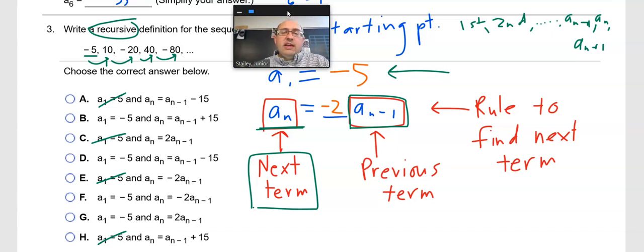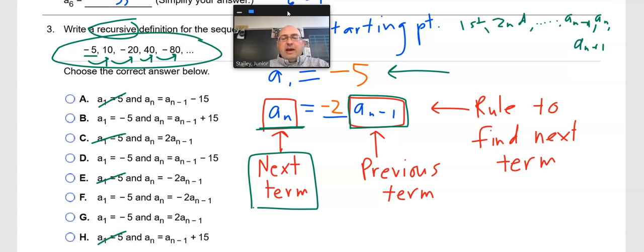And remember, the subscript just gives you the name of the term, which one it is in the list. The actual value of the term, that's what you have over here, okay? You can see the fifth term is -80.